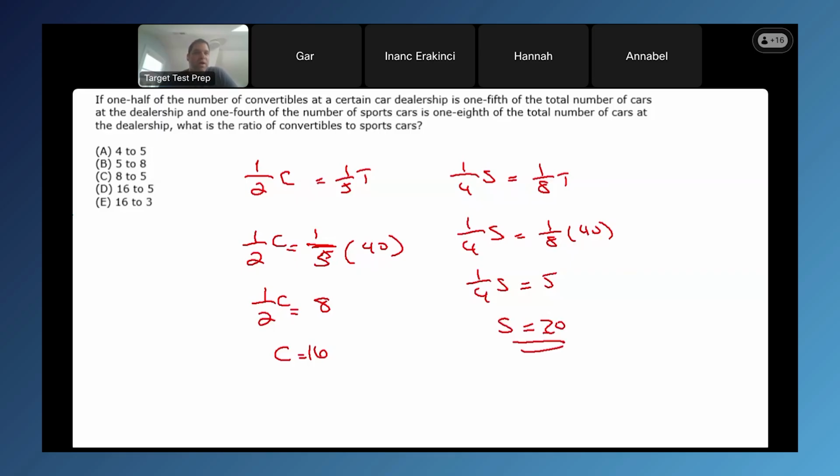Then you do this out. Ratio of sports cars to convertibles is 20/16, which is 5/4 or 4/5. Now, did anyone take this method here? Or did you guys just get it into one variable and have that cancel? You did. Perfect. Okay, I agree. It's a good method. I like it.